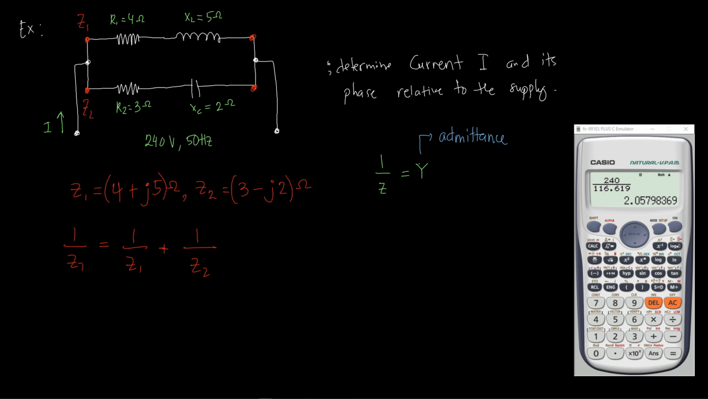Kung si impedance kay ohms, si admittance kay baliktad sa ohms. Ano sa baliktad sa ohm? Mo. Pero karon, tawag na siya og Mho. Siemens karon. Sa una mho pa na siya. Karon Siemens lang yung unit.